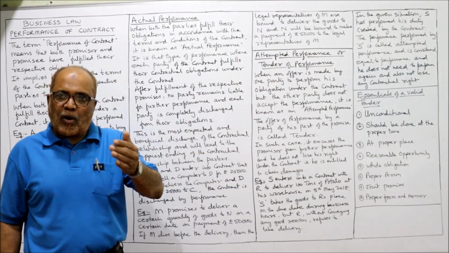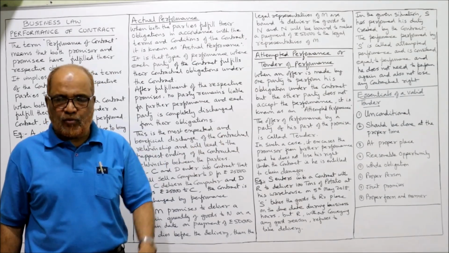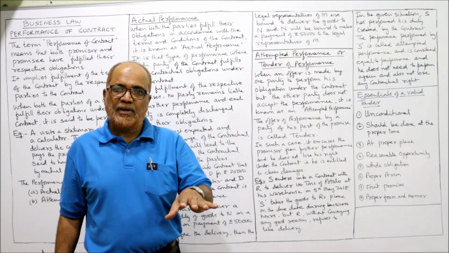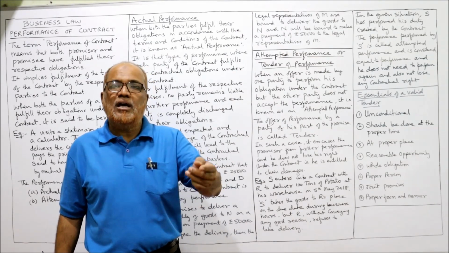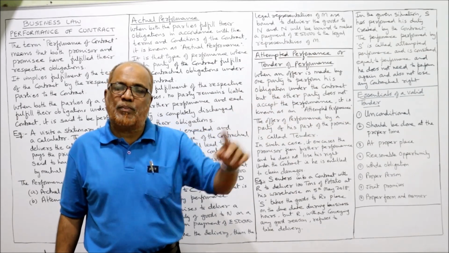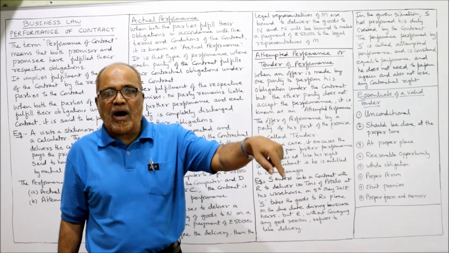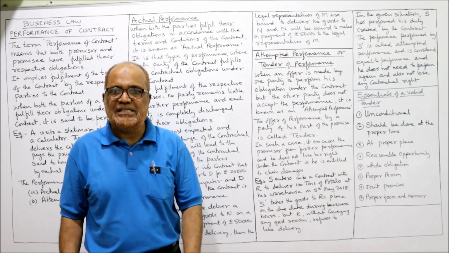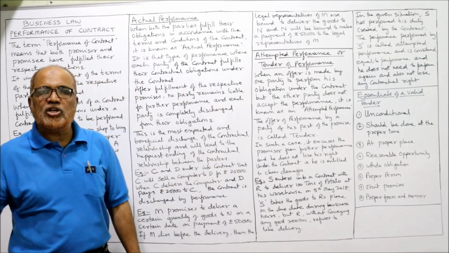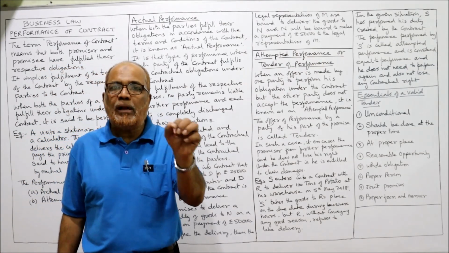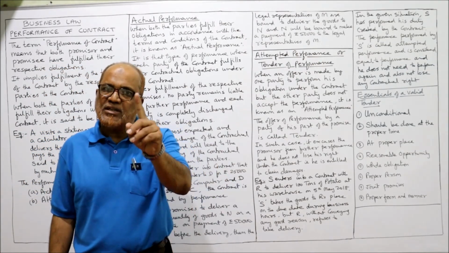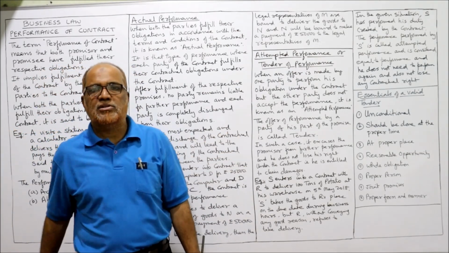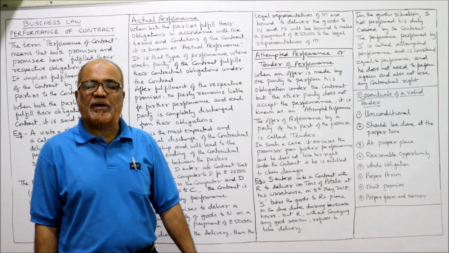So suppose if the promisor dies before delivery of goods, then the legal representatives of the promisor are bound to deliver the goods to the promisee, and the promisee is bound to pay the price to the legal representative of the deceased. So this explanation is about actual performance. This is the first type of performance. Now the second type of performance is attempted performance or tender of performance.